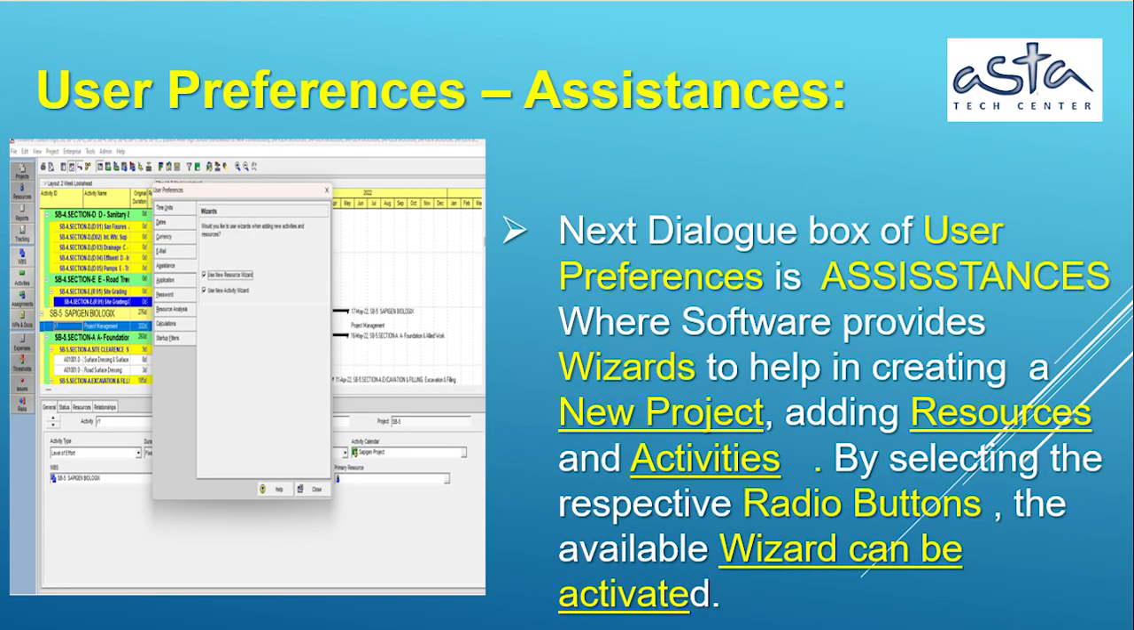User Preferences, Assistance. The next dialog box of User Preferences is Assistance, where the software provides wizards to help in creating a new project, adding resources, and activities. By selecting the respective radio buttons, the available wizard is activated at a later stage.